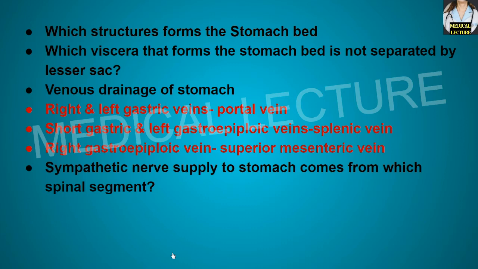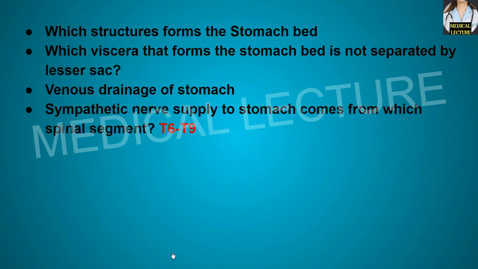The sympathetic nerve supply to the stomach comes from which spinal segment? It comes from the T6 to T9 spinal segment.